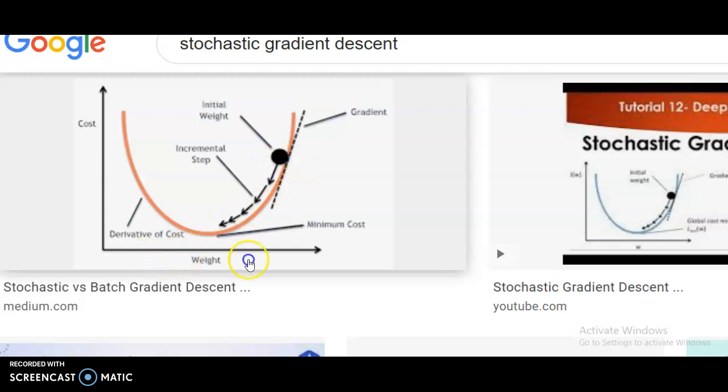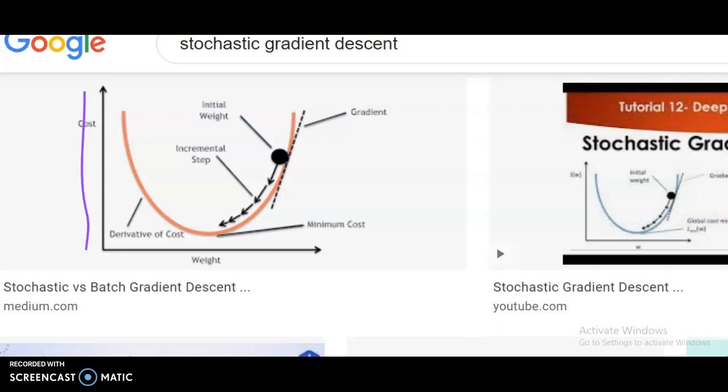Sorry. X-axis weight, y-axis cost, x-axis weight, derivative cost. This is minimum cost. This is gradient, incremental step, initial weight. This is incremental step.